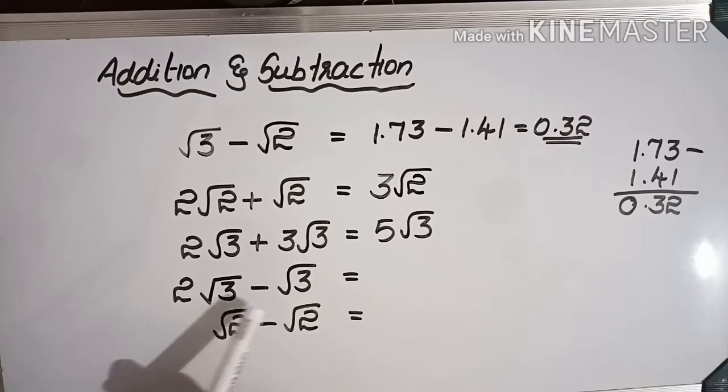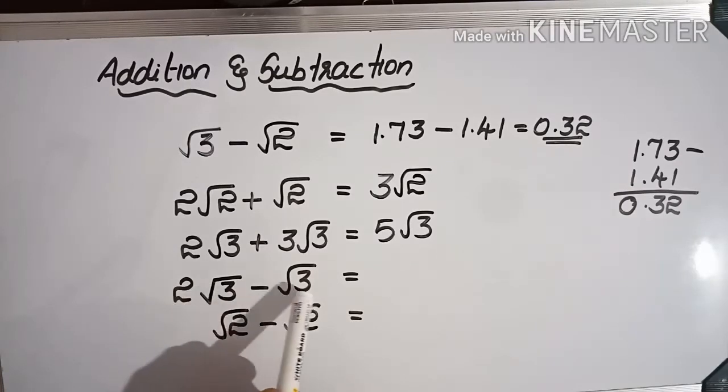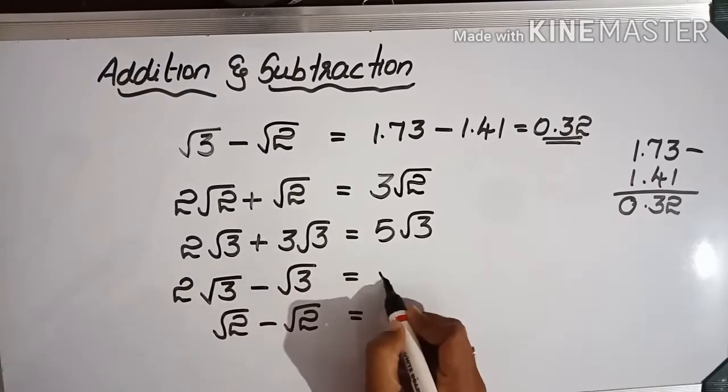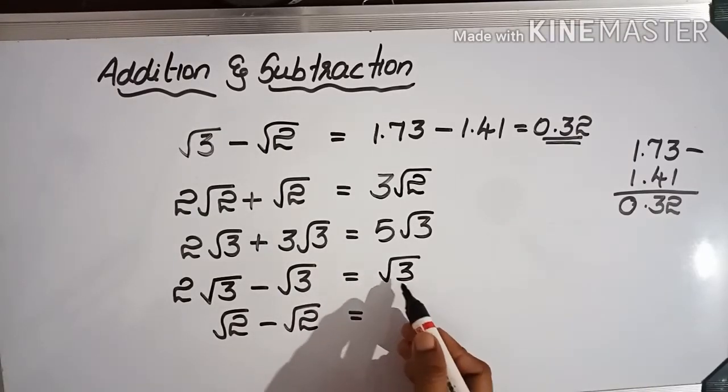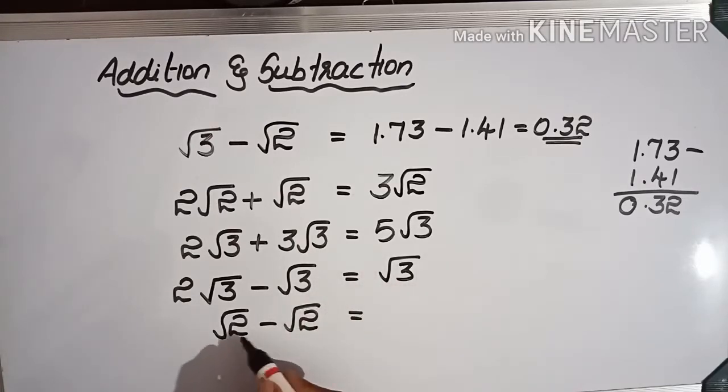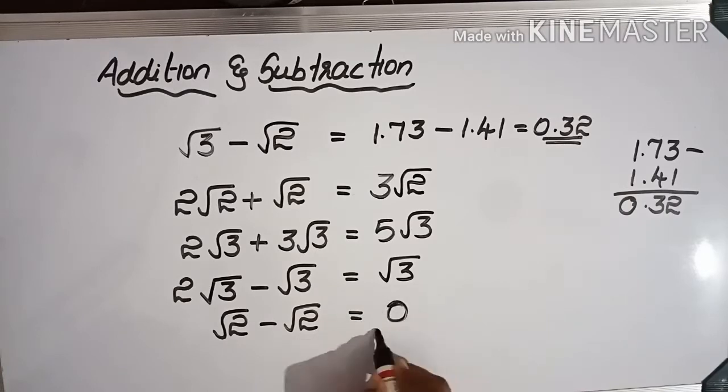Next is 2 root 3 minus root 3. In total 2 root 3 here. From this 2 root 3 we have to subtract 1 root 3. Root 3 means it is 1 root 3. From 2 if we subtract 1, what is the answer? 1 root 3. Root 3 means it is 1 root 3, the 1 is there, but usually we do not write that. Next is root 2 minus root 2. From 1 root 2 we have to subtract 1 root 2. So 1 root 2 minus 1 root 2 means the answer will be 0. So these are the general things you have to keep in mind in order to do addition and subtraction of these types of numbers.